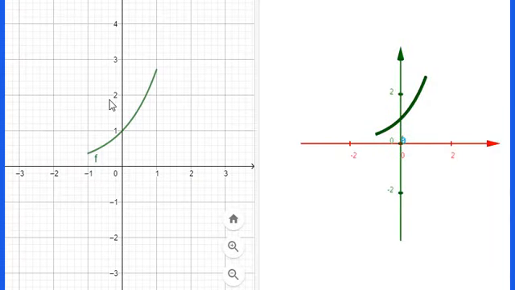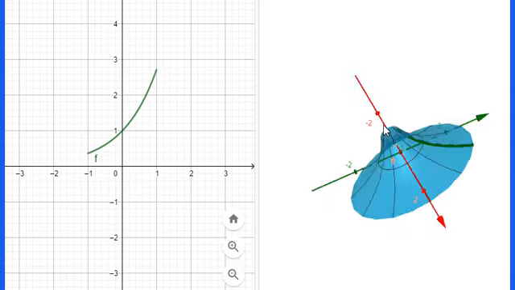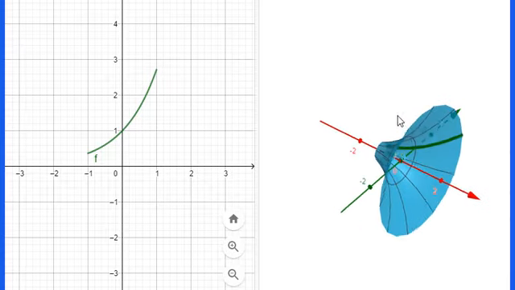This function is y equals e to the x power. Domain is from -1 to 1. I will show you how this function rotates about x-axis. Let me rotate this for you to see this rotation clearly.